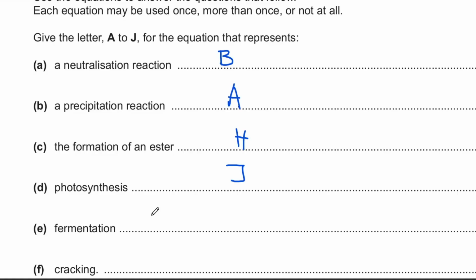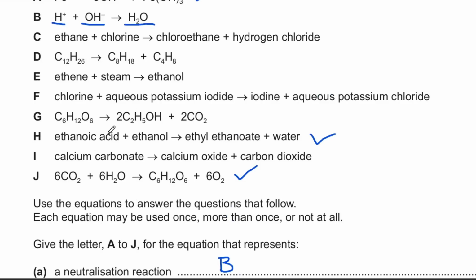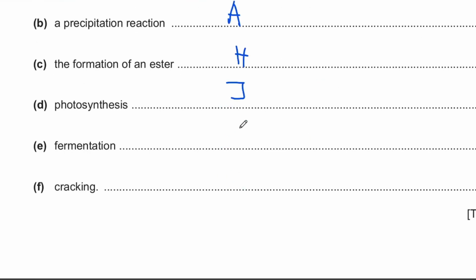Next is fermentation. Fermentation is the breakdown of glucose into ethanol and carbon dioxide. So that will be equation G. In equation G, you can see glucose breaking down into ethanol and carbon dioxide. So G.